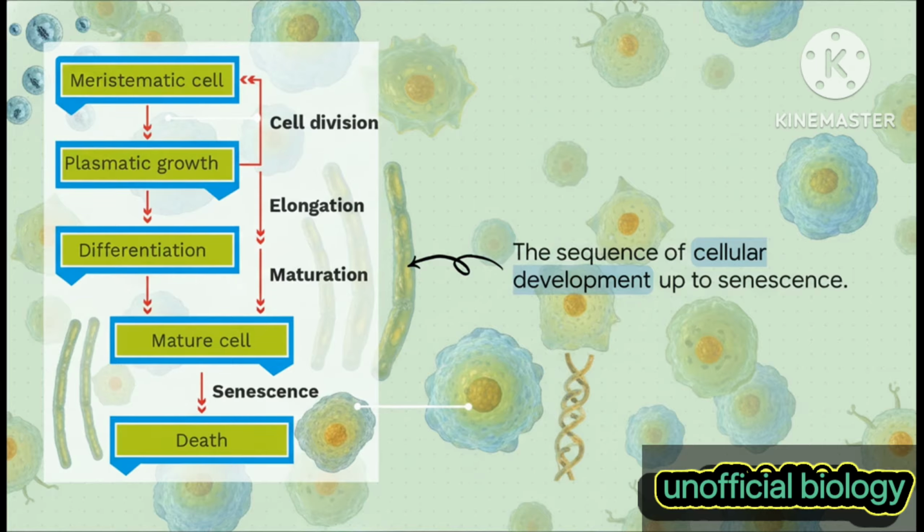Putting it all together, the life cycle of a plant cell flows like this. It starts off as a dividing meristematic cell. It goes through plasmatic growth, then enters differentiation, where it expands, elongates, and becomes a fully mature cell. It then just lives out its life doing its specific job until it hits senescence, which is the biological term for aging, and, eventually, death. Ultimately, a plant's entire development is really just the sum of these two massive processes combined: growth and differentiation.